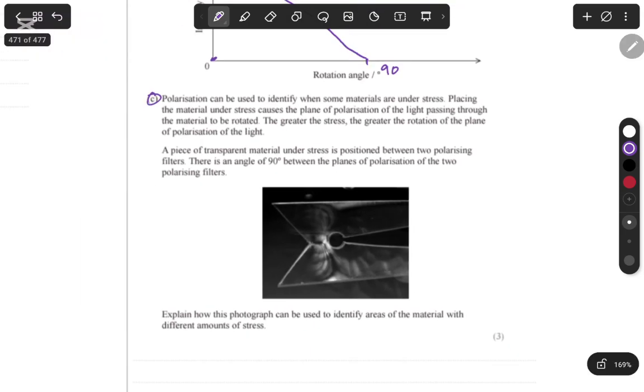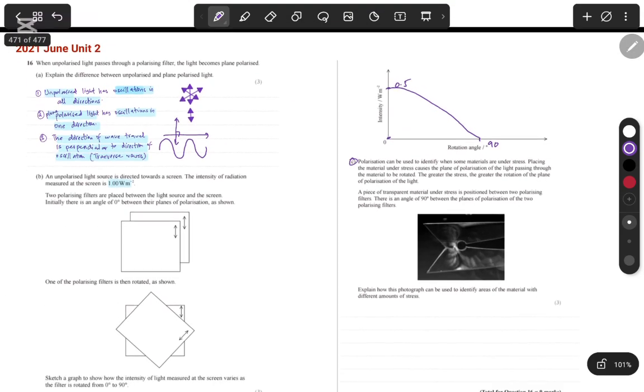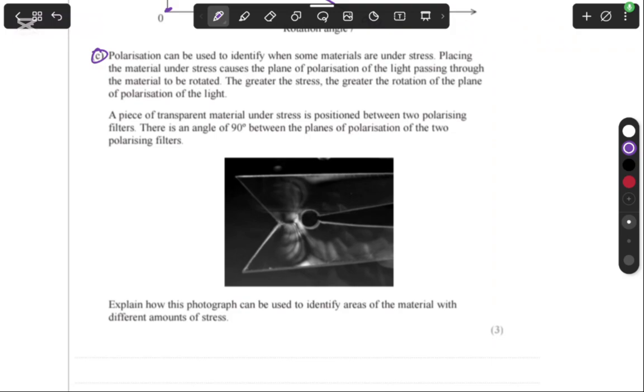Okay, I hope that other part was clear, because that was a bit tricky. So here it says polarization can be used to identify when some materials are under stress. Placing the material under stress causes the plane of polarization of the light passing through the material to be rotated. The greater the stress, the greater the rotation of the plane of polarization of the light. Let's read this very carefully.